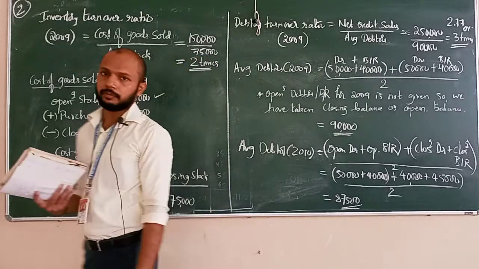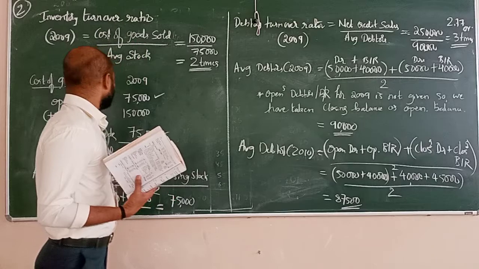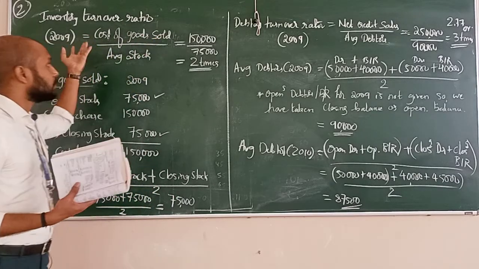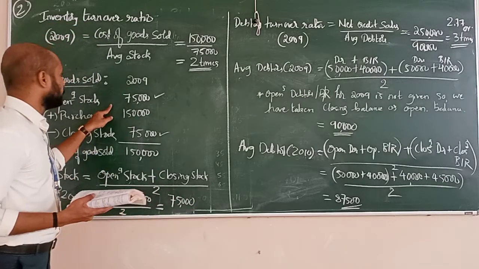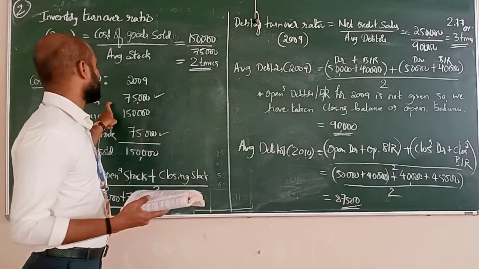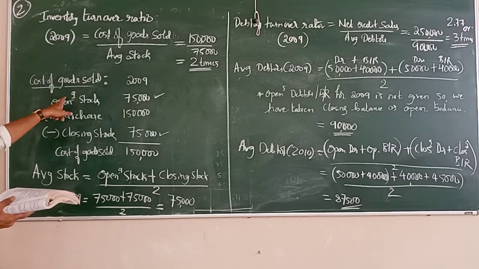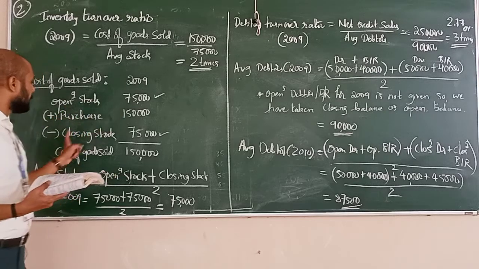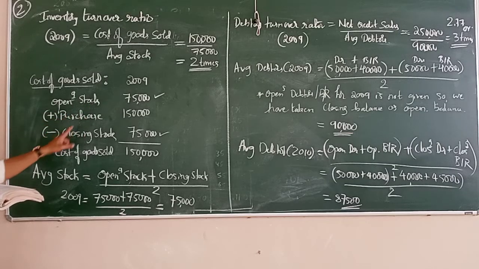How to calculate cost of goods sold? In case the question gives cost of goods sold directly, you can take the direct amount. Whereas in this question there is no cost of goods sold mentioned, so you have to calculate it from whatever items they have given. Where it is not given, you have to calculate it this way. The pattern says opening stock plus purchases minus closing stock. These are the main items for cost of goods sold: opening stock plus purchases minus closing stock.